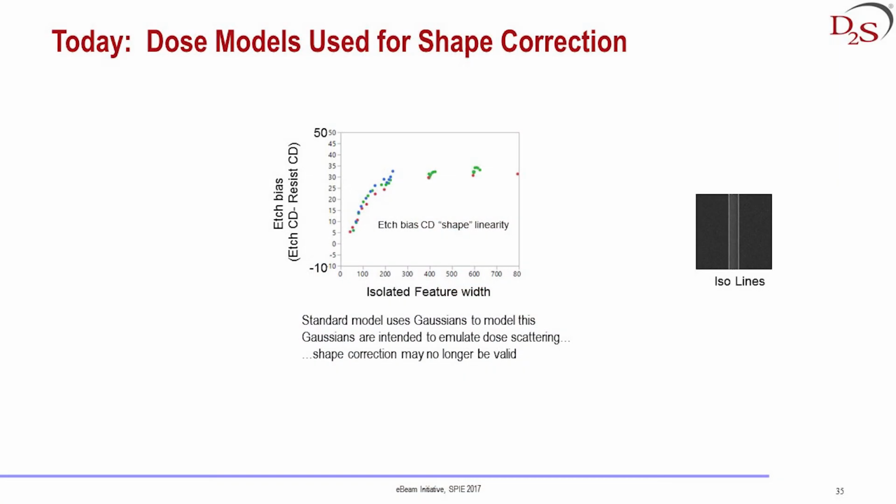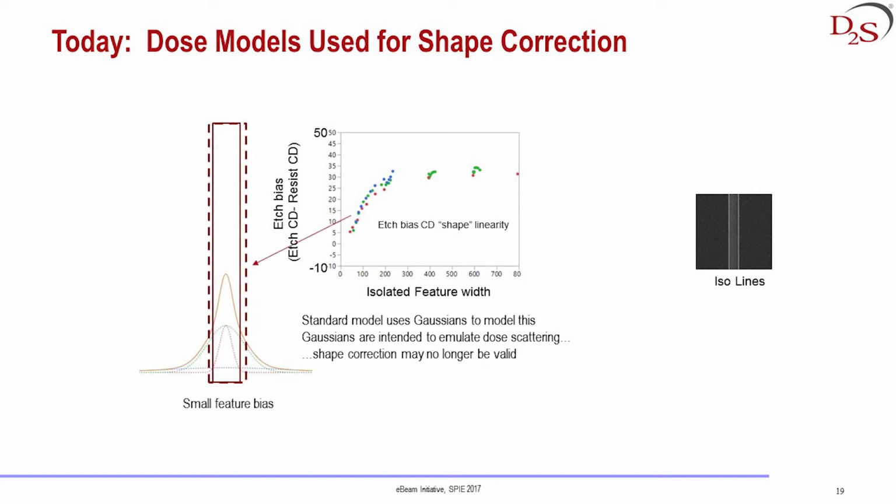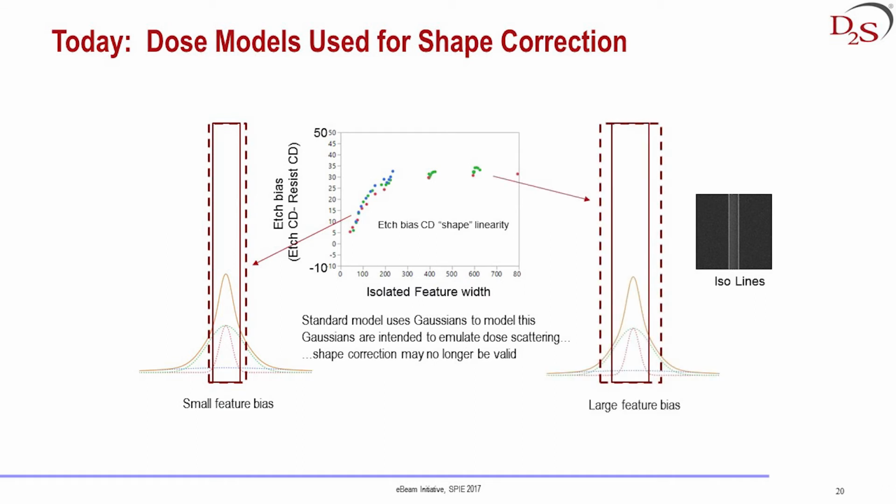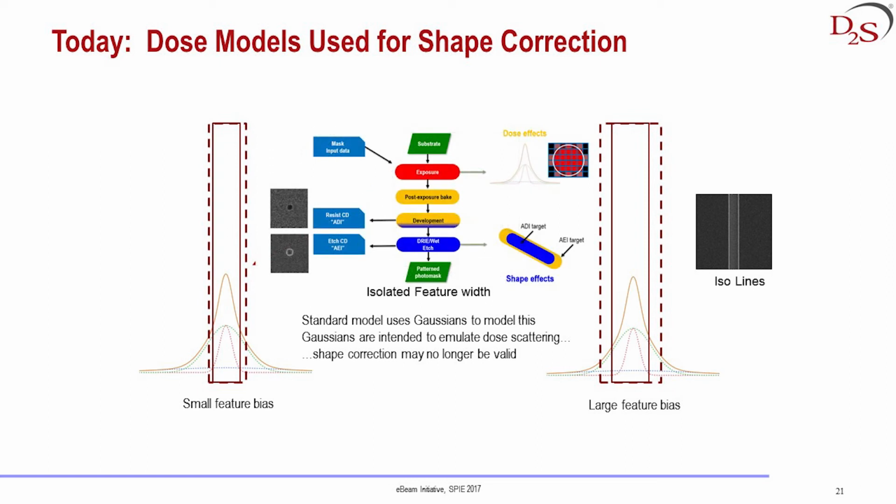Now, today, if I look at the shape effect, we can typically separate into two issues. Dose effects, which are dose linearity, we'll talk about that in a second, and etch effects, which also show a size dependence. So if I have a small etch feature, it has a small etch bias. If I have a large etch feature, it has a large etch bias for this particular process, and there's a nonlinear transformation between the two.